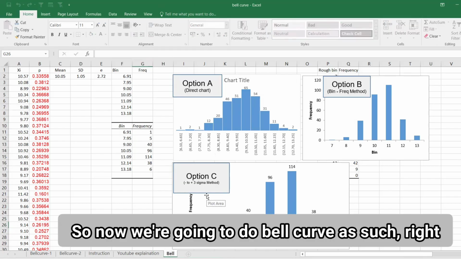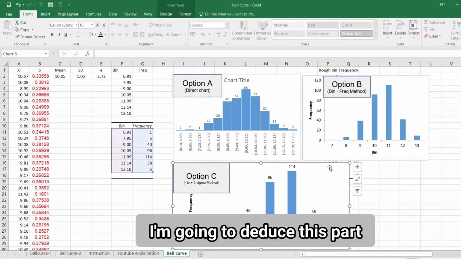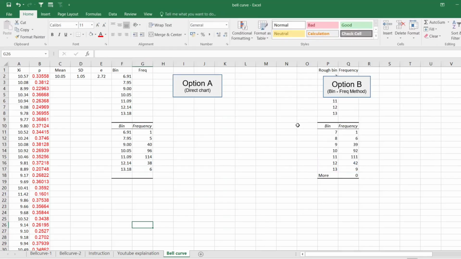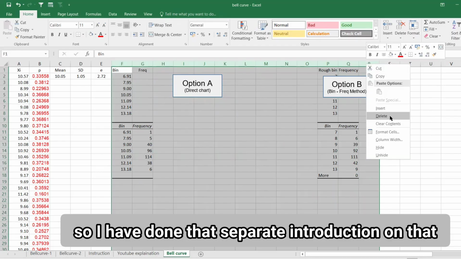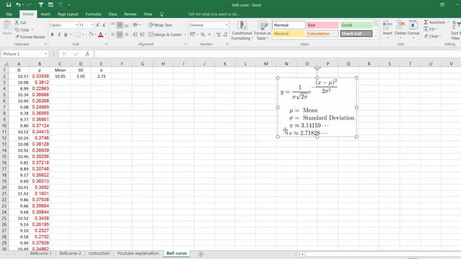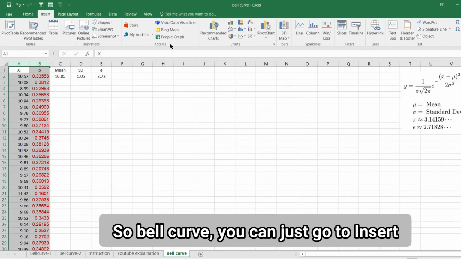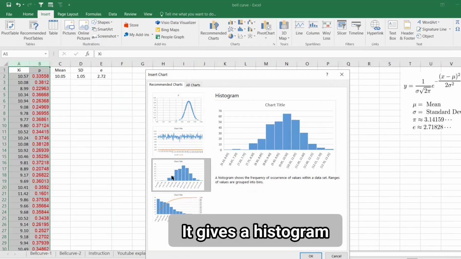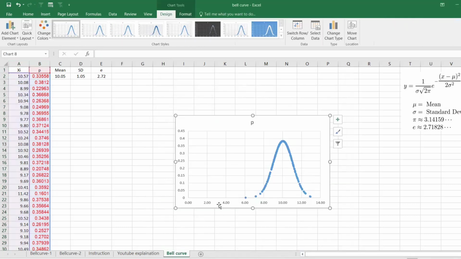So now we are going to do the bell curve as such, right? So for the bell curve, I'm going to delete this part. I have done a separate introduction on that. Okay, so now we'll do the bell curve. You can just go to insert, and the recommended chart itself gives a bell curve to you, right? It gives a histogram, and it also gives a bell curve. Let's say we need a bell curve.